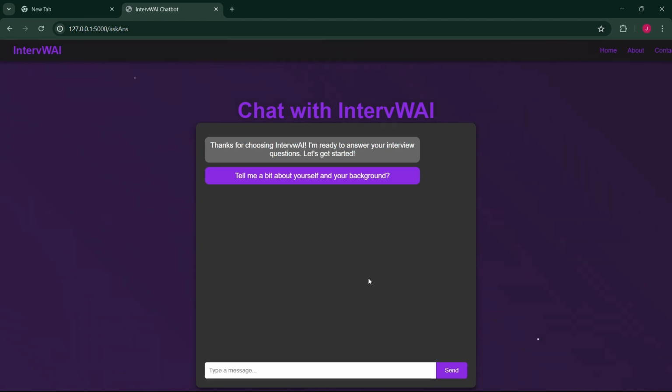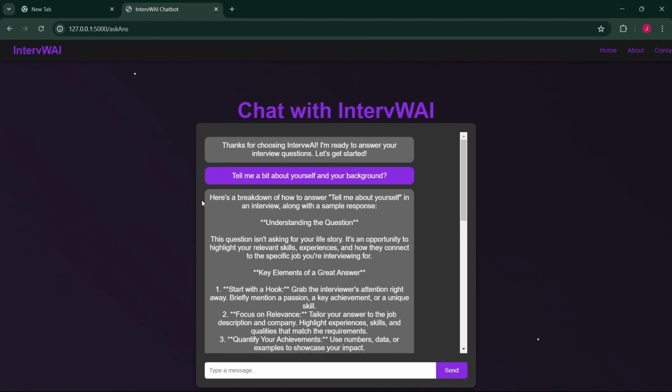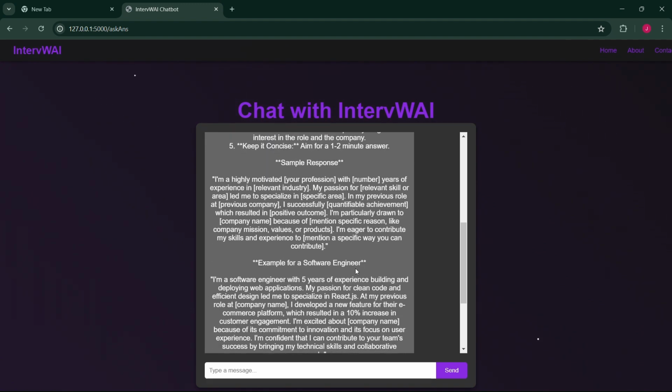Now it will extract and get the best possible answer that we can give to the interviewer. Here's the full answer. The question isn't asking for your life story; it's an opportunity to highlight your relevant skills, experiences, and how they connect to the specific job you are interviewing for. It also gave us an example of how a software engineer can say that.